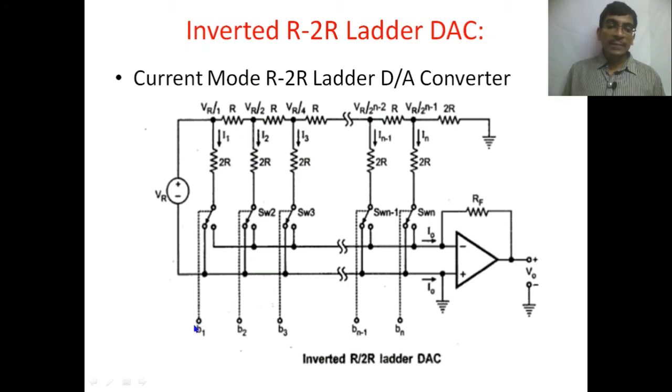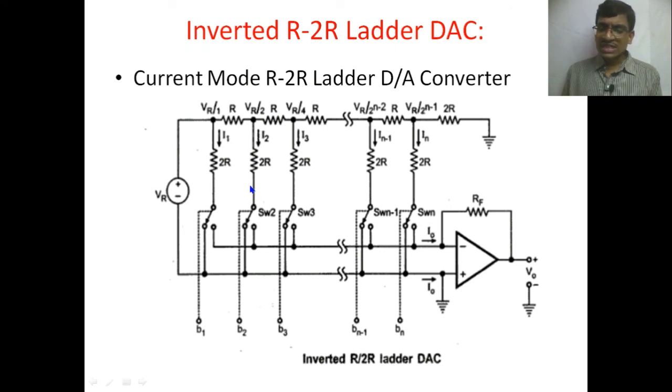So based on the bit, whether it is 0 or 1, these respective switches will switch on and switch off. If the respective bit is a 1, then the switch will be closer to the inverting terminal or virtual ground. If that respective bit is 0, then it will be connected to the ground terminal or real ground. So if you observe, the voltage at the respective nodes are VR by 1, which is nothing but the VR, and here VR by 2, VR by 4, and here VR by 2 power n minus 2, and here VR by 2 power n minus 1.